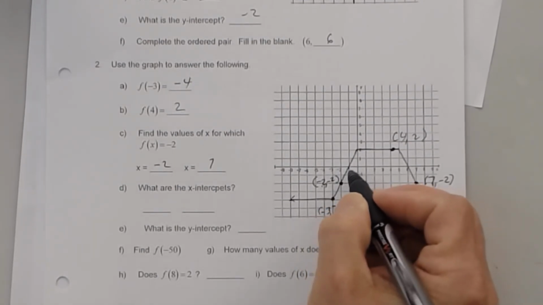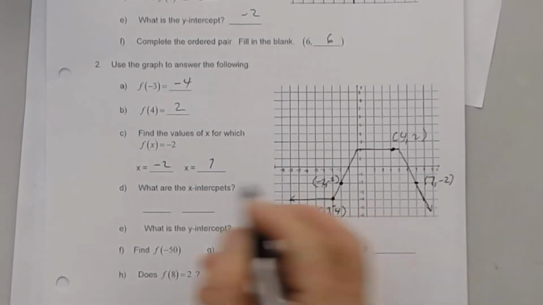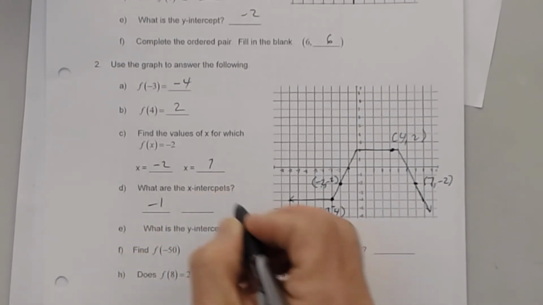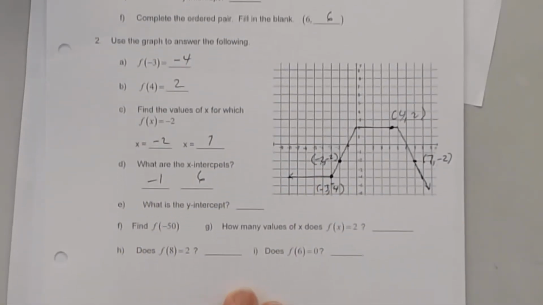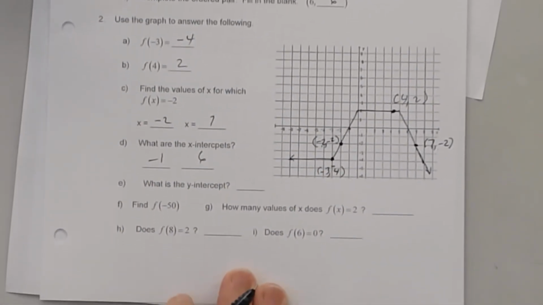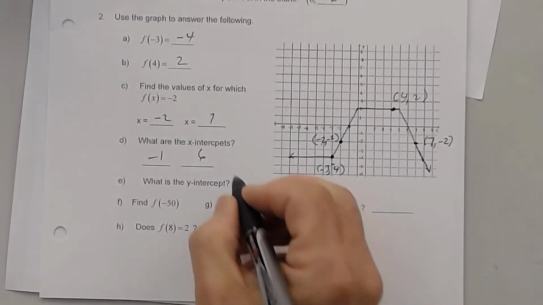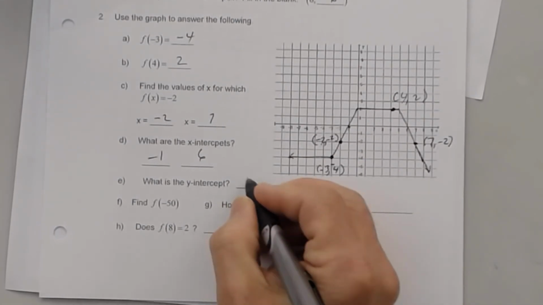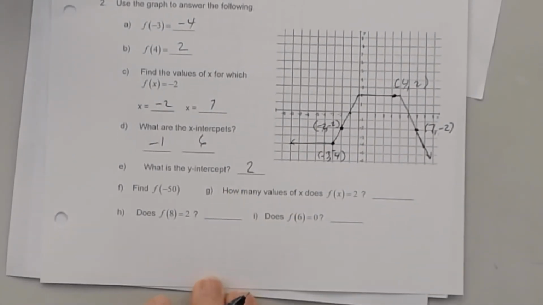Not negative 2. Negative 1 and what? 6. It crosses the x-axis here, right? Negative 1 and 6. That's right, across the x-axis. What is the y-intercept? It's only one place, right here. So it's 2 only.